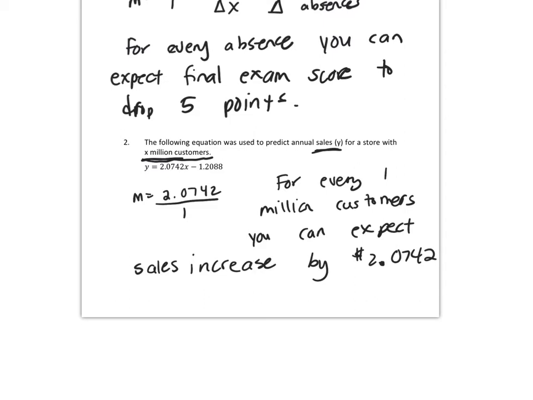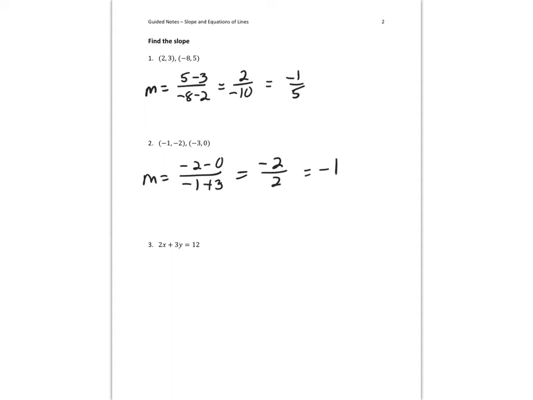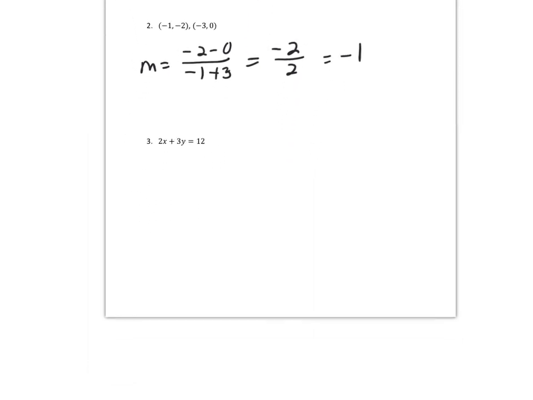All right, let's see what we have next. Find the slope. And we're given 2 ordered pairs. So we know that's going to be the difference in the y's over the difference in the x's. Doesn't matter which ordered pair you start with. I'm going to start with the second one. 5 minus 3, -8 minus 2. And that's 2 over -10, which is -1/5. Here, M is -2 minus 0 over -1 plus 3. Started with the first ordered pair. And that's -2 over 2, which is -1. I was given 2 ordered pairs, so we knew to use the formula.